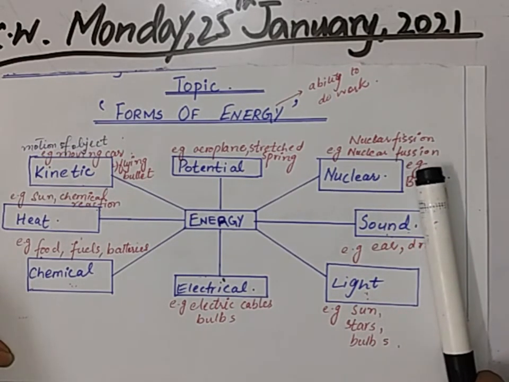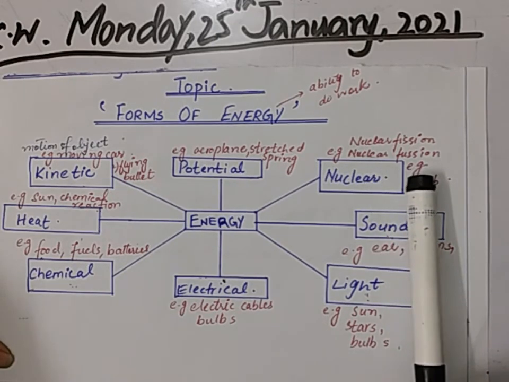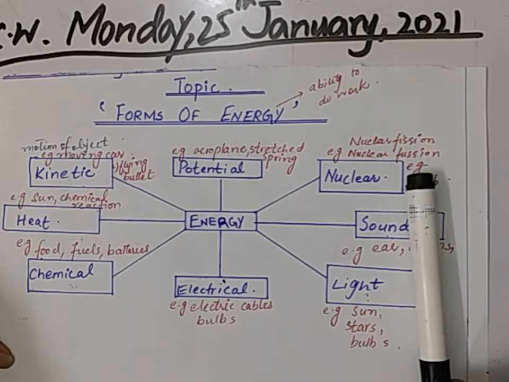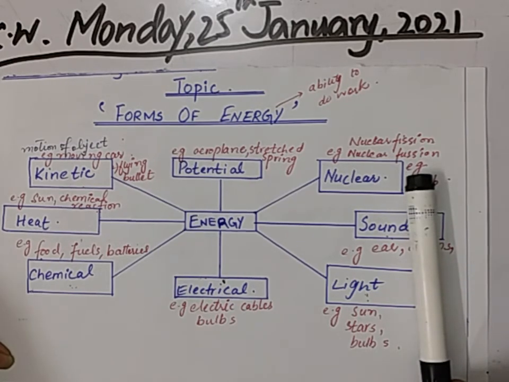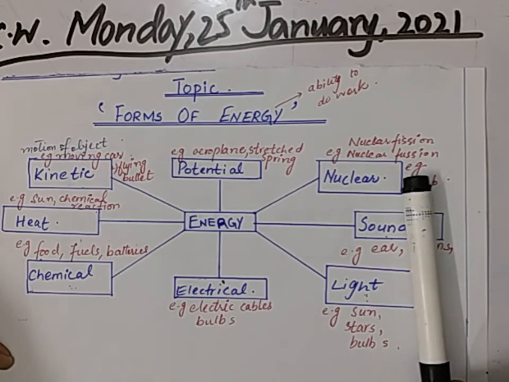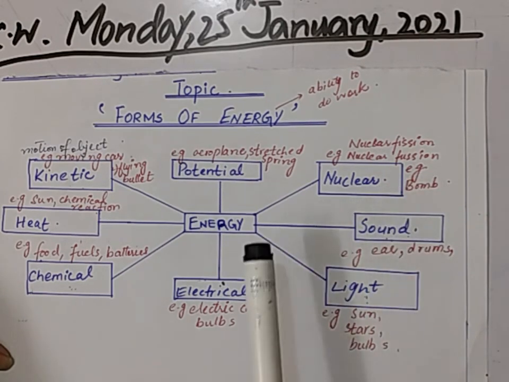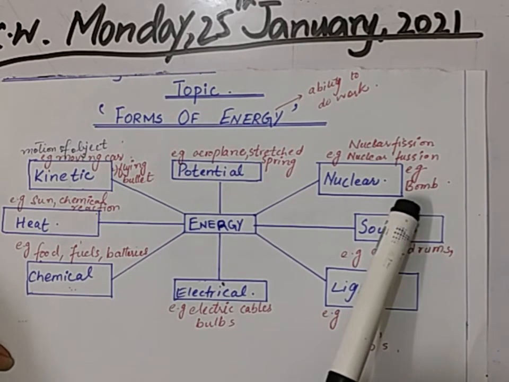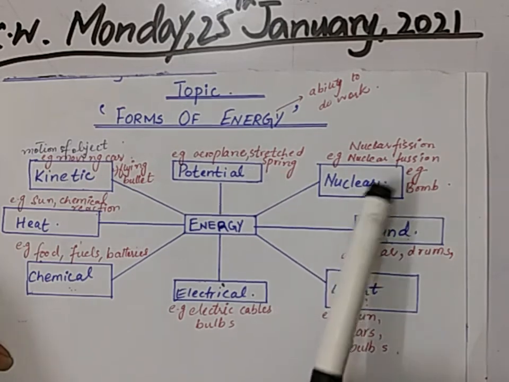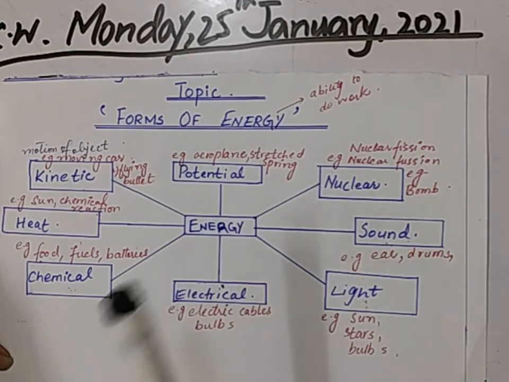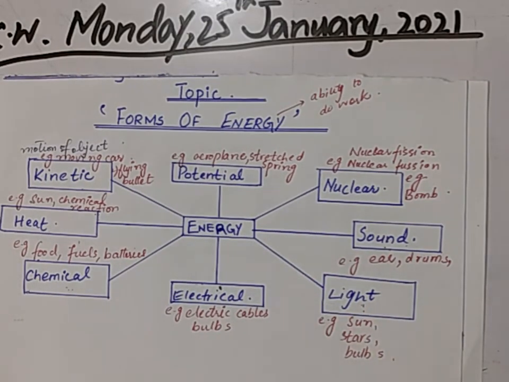And what is the nuclear fusion reaction? Nuclear fusion is the reaction in which light elements, for example hydrogen, combine to form a slightly heavier element such as helium, and this is used in the atomic bomb. So this is the example of nuclear energy. So this is all about the forms of energy.